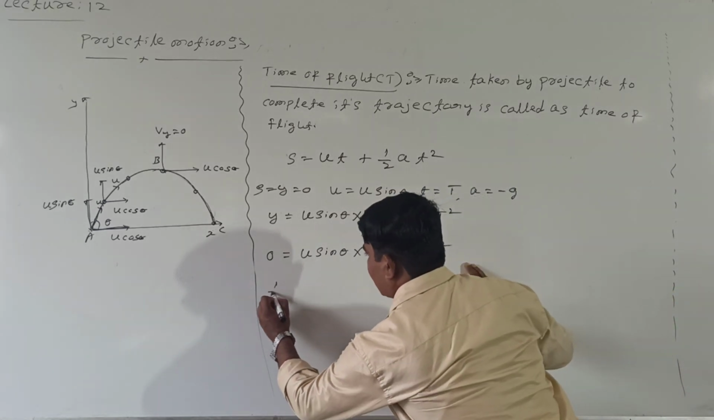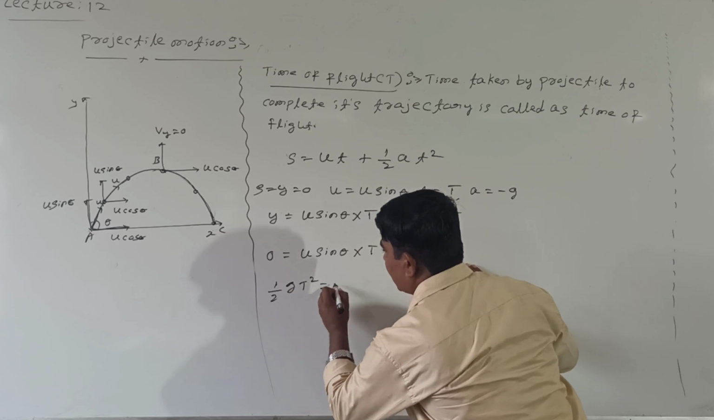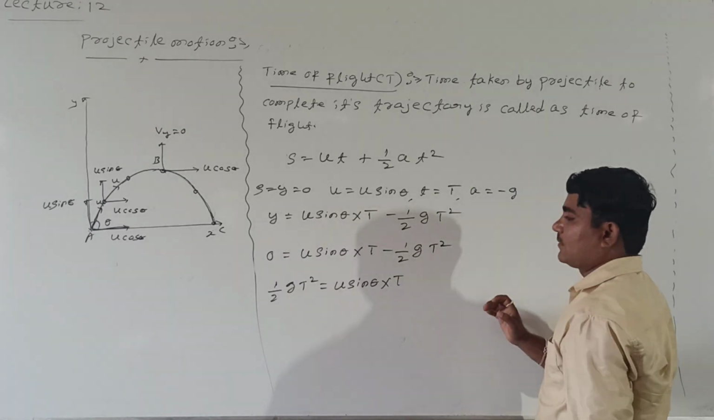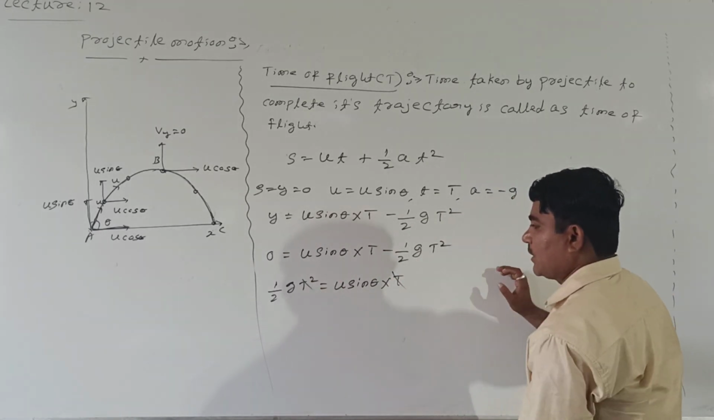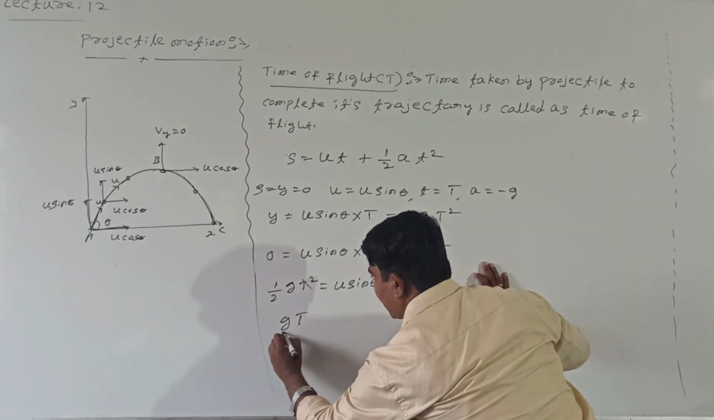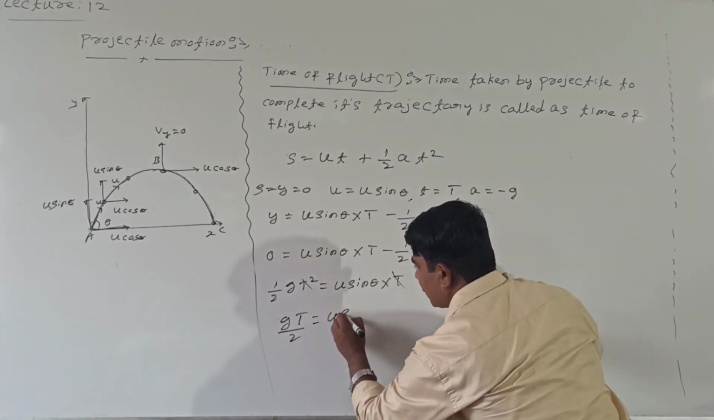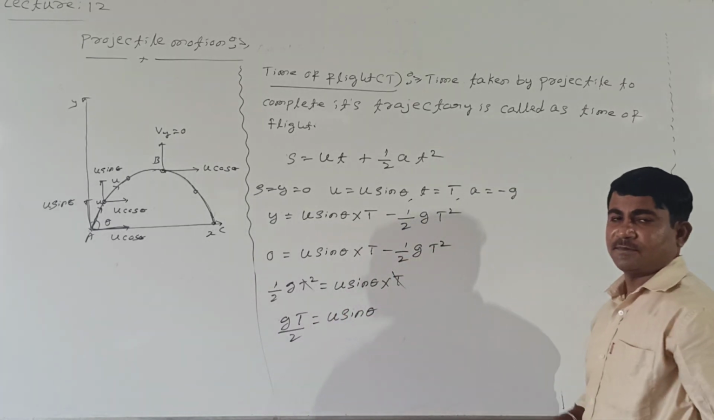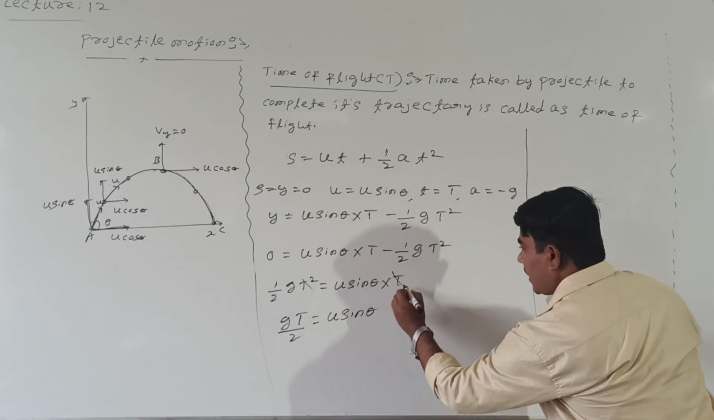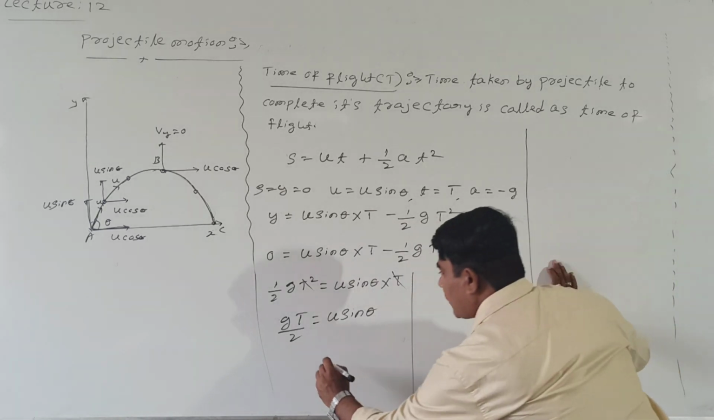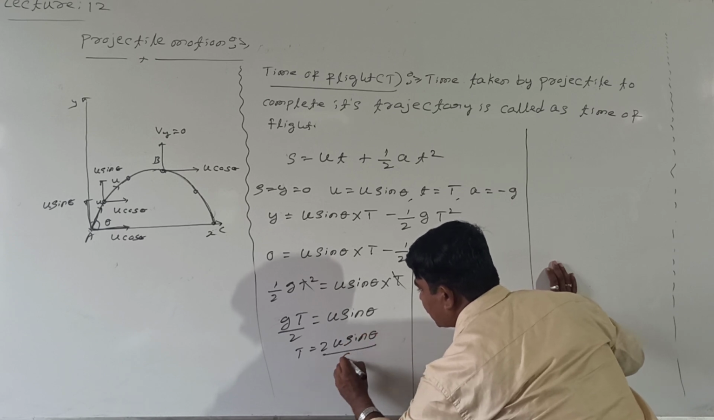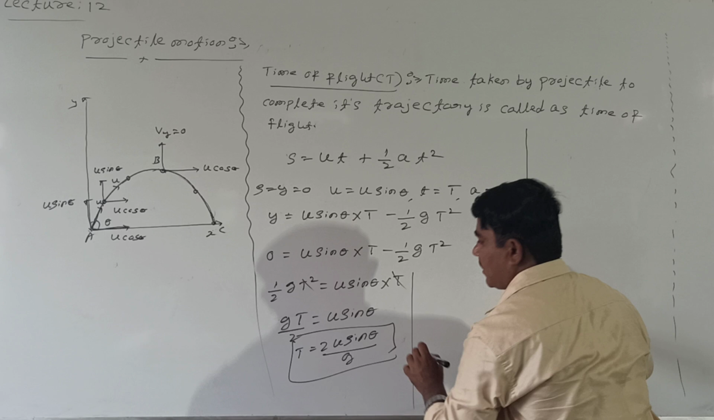Bring this side. What are we getting? Half g into T square equals u sin theta into T. Right? One T gets cancelled. What is remaining then? g of T whole divided by 2 equals u sin theta. T equals 2u sin theta divided by g value. The same result we got as we explained previously.